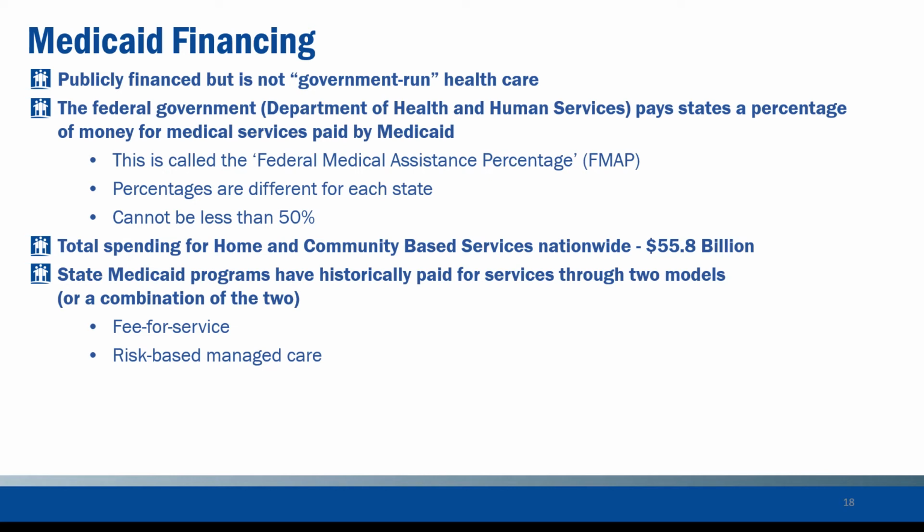State Medicaid programs have historically paid for services through two models, or a combination of the two. Fee-for-service, which is a method in which doctors and other healthcare providers are paid for each service performed. Examples include tests and office visits. The second is risk-based managed care. This is where enrollees receive most of their health care through an organization under contract with the state.